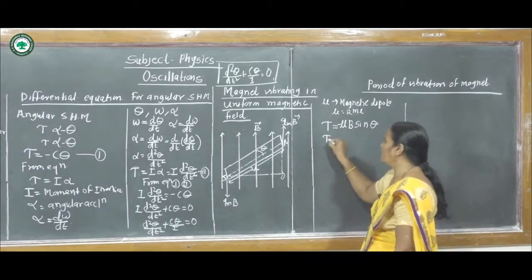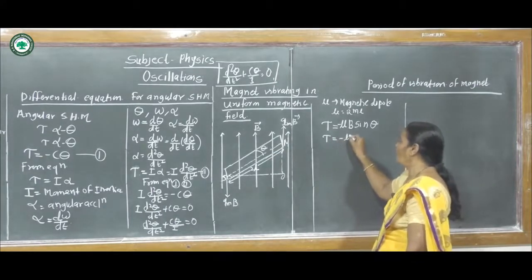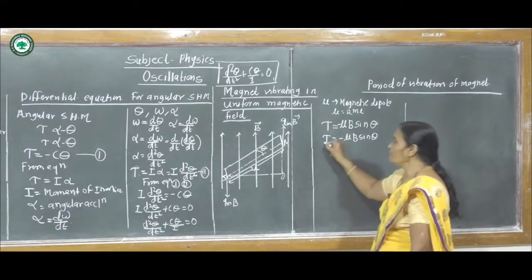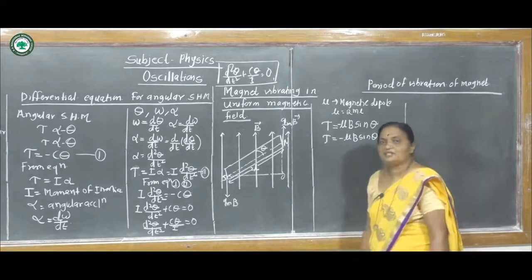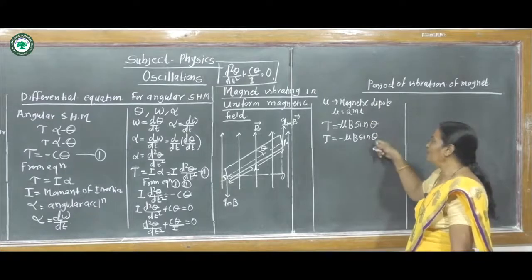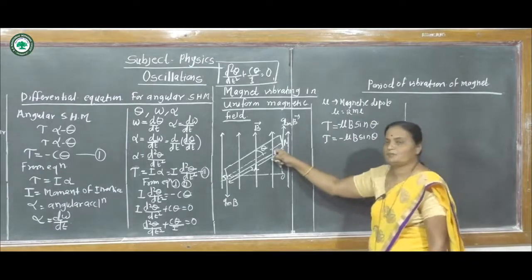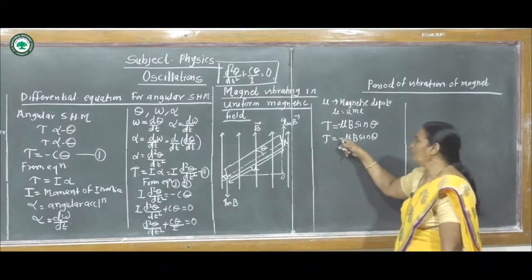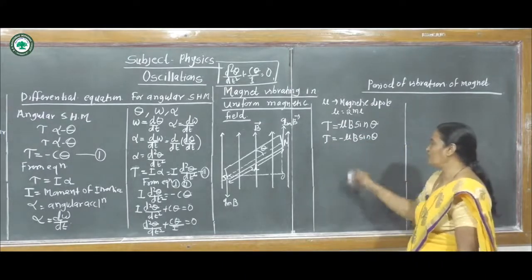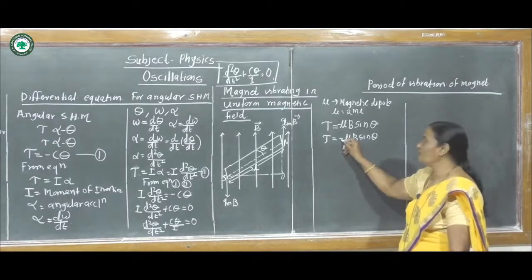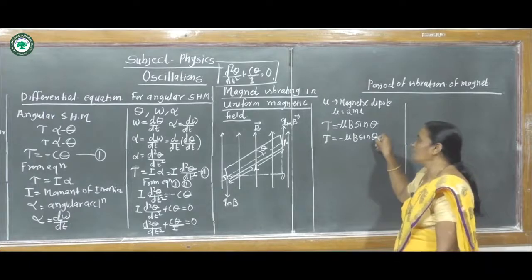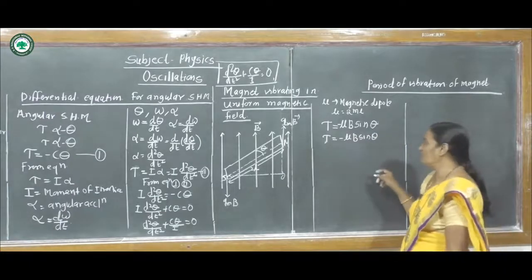Therefore, we can say that torque is equal to minus mu B sin theta. This torque is called the restoring torque, mu is the magnetic dipole moment, and theta is the angular displacement. The torque and the angular displacement are in opposite directions. Therefore, this negative sign represents that the direction of torque and angular displacement are opposite.